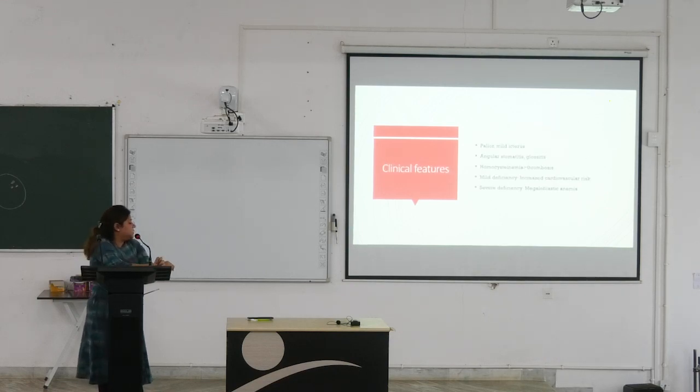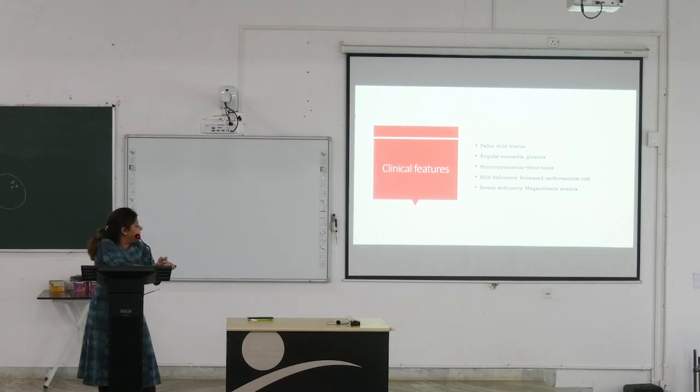Now, clinical features. Pallor, mild icterus, all anemias can present with this. Angular stomatitis, glossitis, this is due to the vitamin deficiency. What is angular stomatitis? What is glossitis?